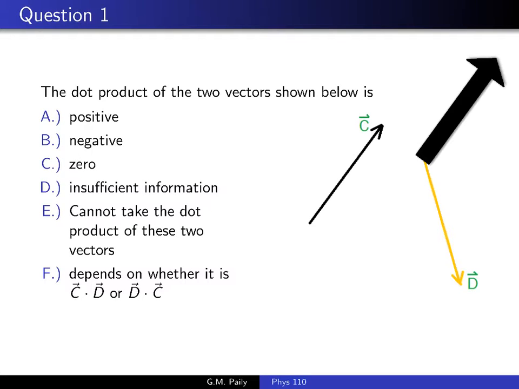To reiterate, since the angle between them is greater than 90 degrees, the cosine of such an angle, which is greater than 90 degrees, will be negative. And so the dot product is negative.